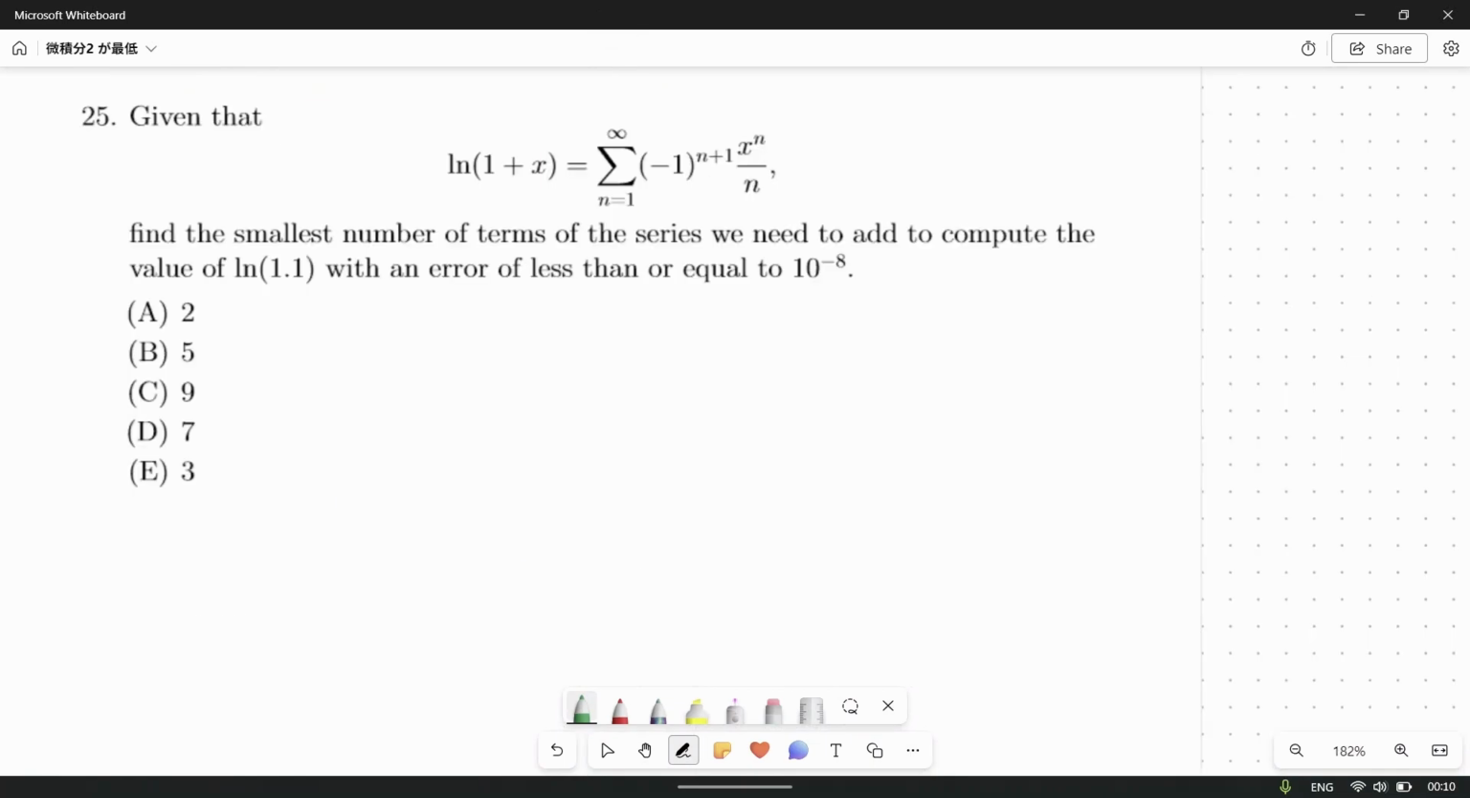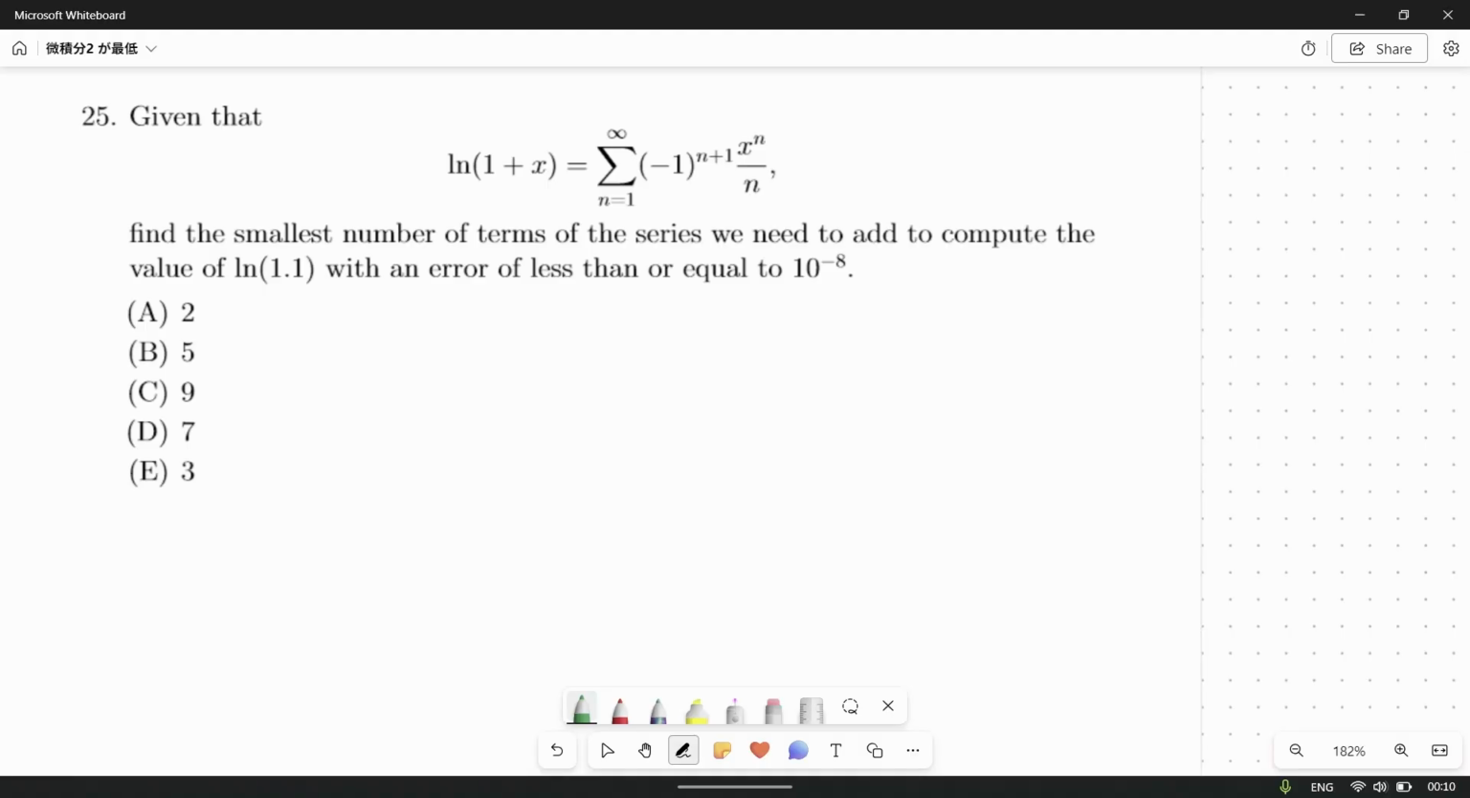Okay, so given that the natural log of 1 plus x is equal to this given series, find the smallest number of terms of the series we need to add to compute the value of the natural log of 1.1 with an error of less than or equal to 10 to the negative 8.